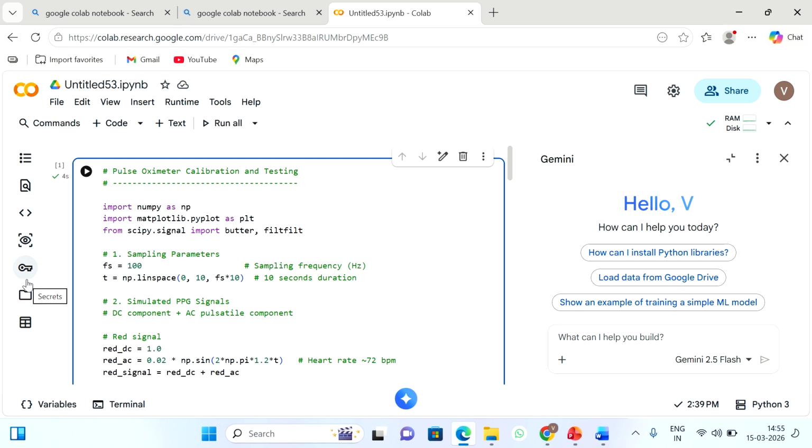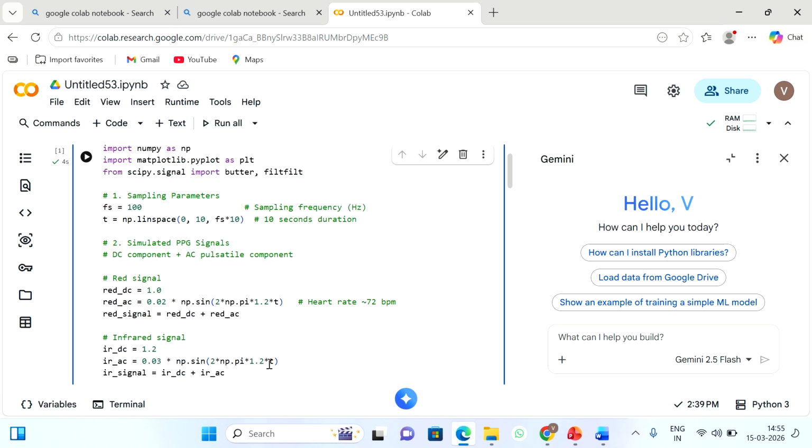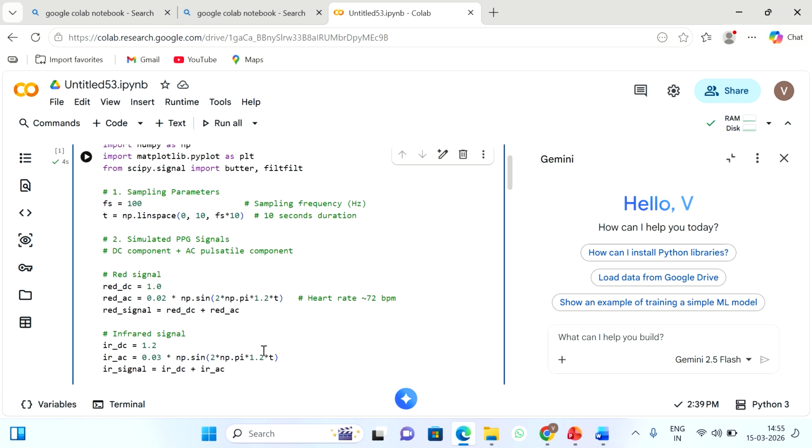We have to convert into angular frequency. So omega is equal to 2 pi f, 2 pi 1.2 t. So it is a very low frequency from our body, that too from the heart, that is why 1.2. So it is a standard value for all humans, and then the total red signal is equal to DC component in addition to the AC component.